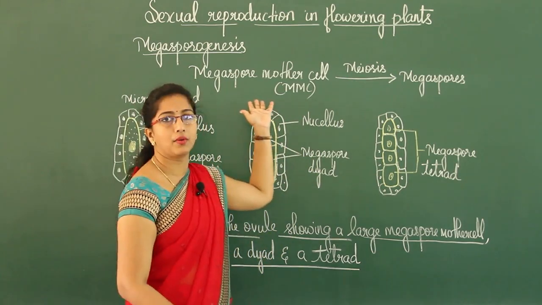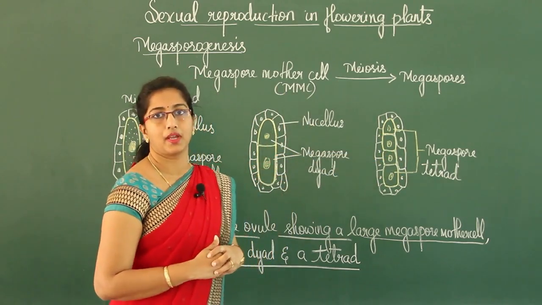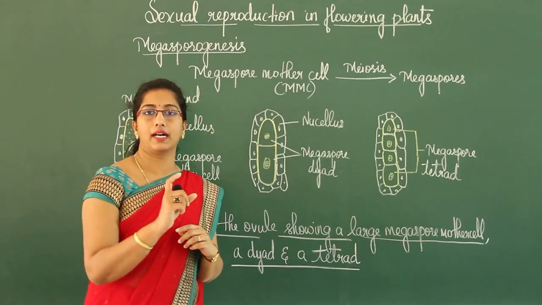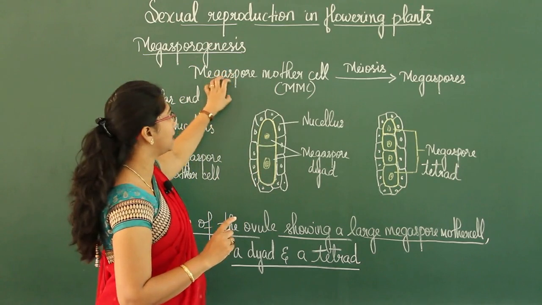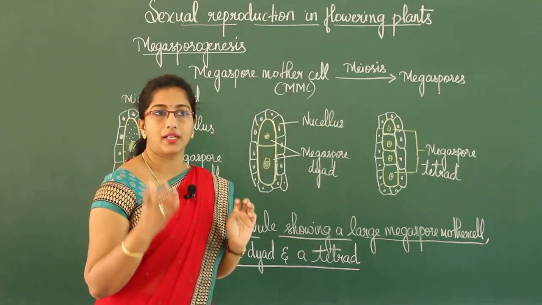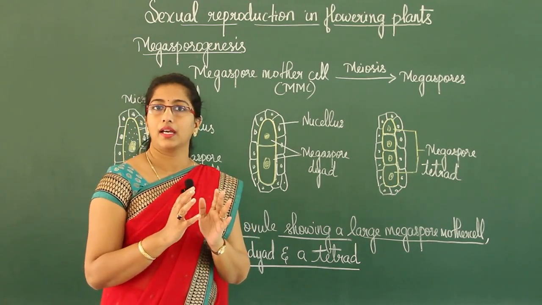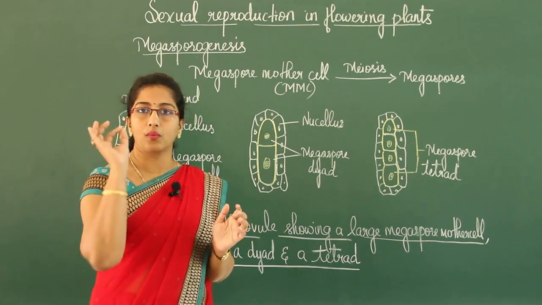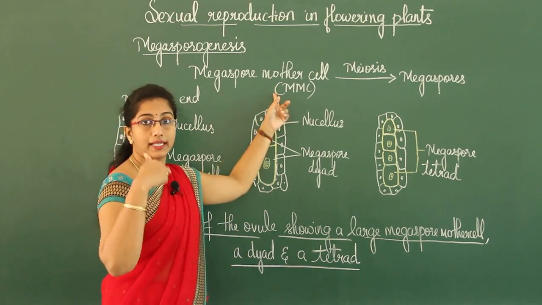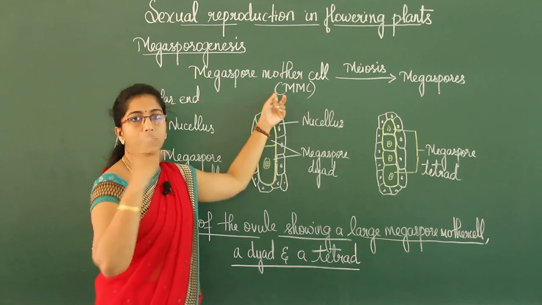Now I have told you some new terms here: megaspore mother cell and megaspore. What all that is, we will study now, and then I will come back to the definition. Now what is this megaspore mother cell? When the ovule is young, in the nucellus, one cell will become the megaspore mother cell. So what I am explaining here is how the female gametophyte develops. That is what we are studying now.